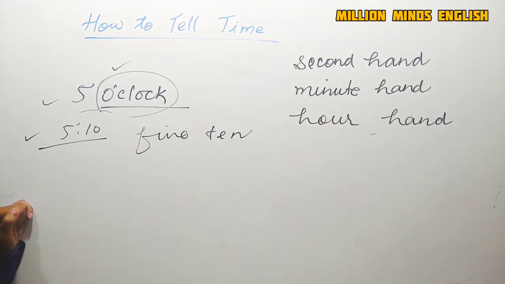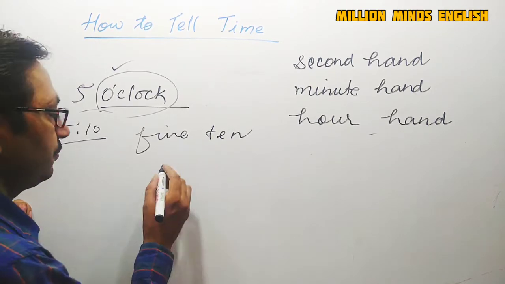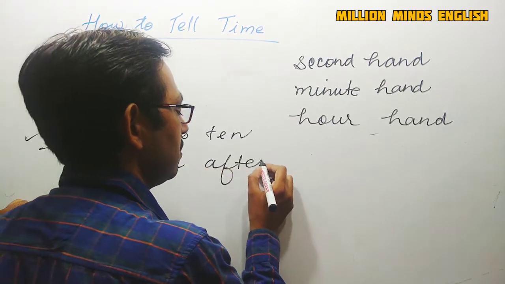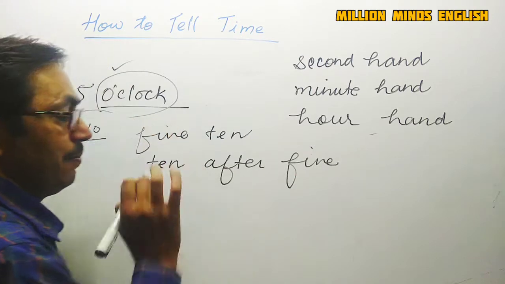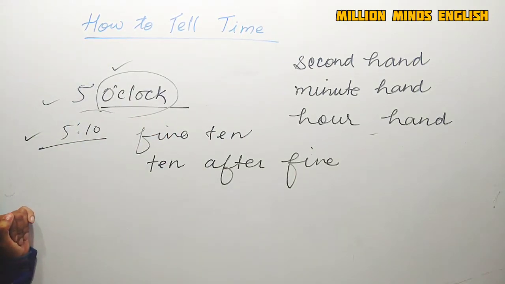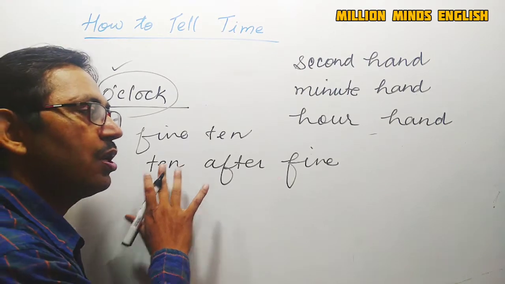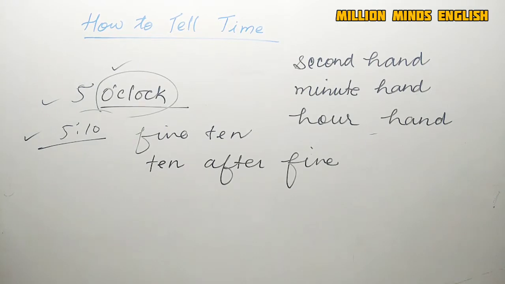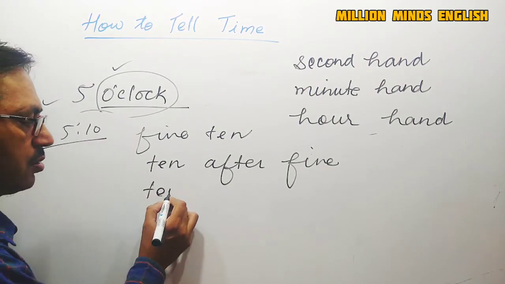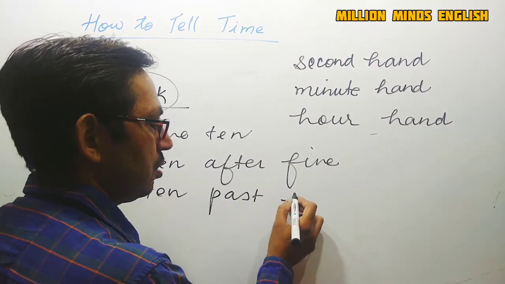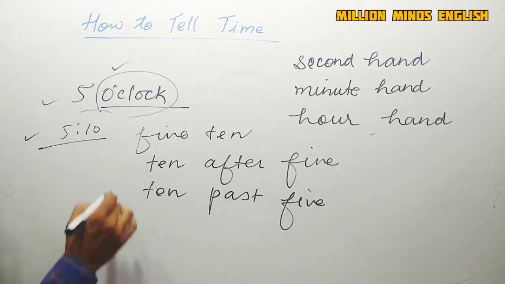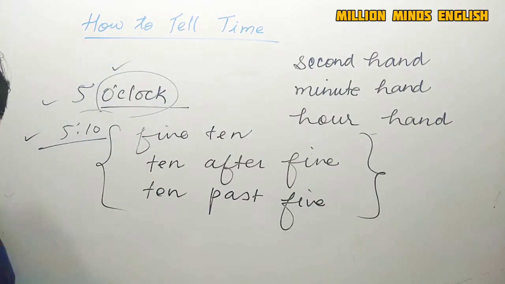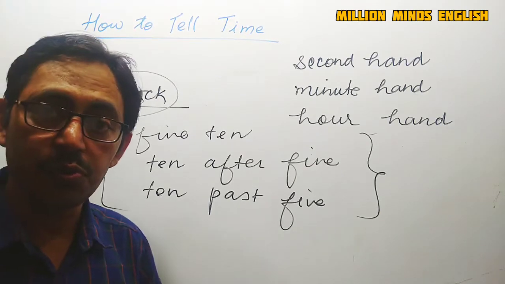Clear, friends? Second method, 10 after 5. 10 after 5 indicates that 10 minutes have gone after 5 o'clock. Another method to represent this time, friends, 10 past 5. These are the three methods to represent this time. It depends on your choice, whatsoever you use here.